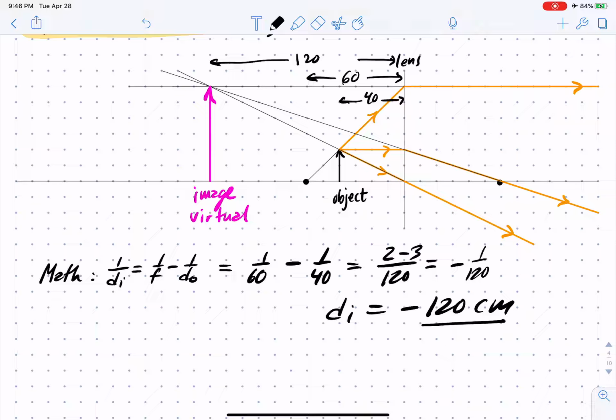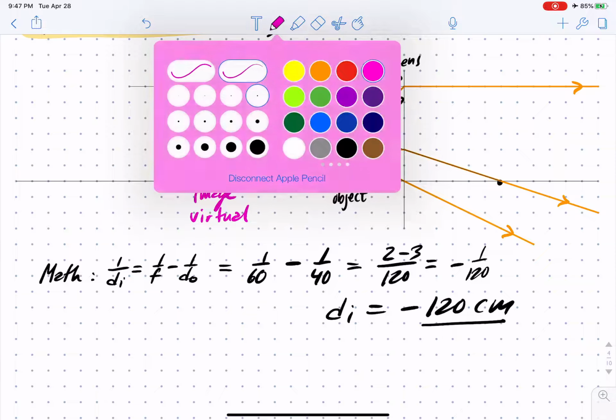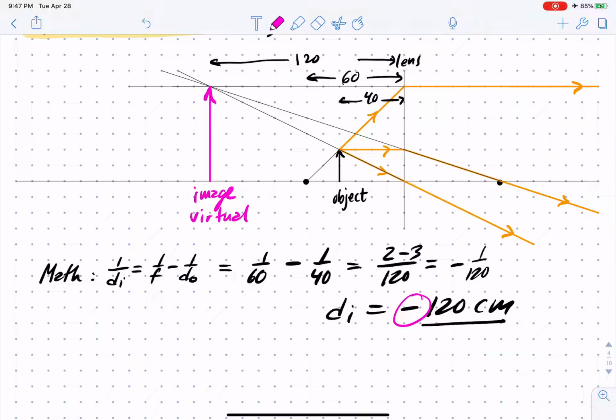So that location, the negative, tells us it's on the same side that the light came from. So it's before the lens in a sense. If you think of the light going through the lens, it's on the side before the light hit the lens. So that's the significance of this minus sign here. And the thin lens equation gives us that. So the thin lens equation is very nice in that way.